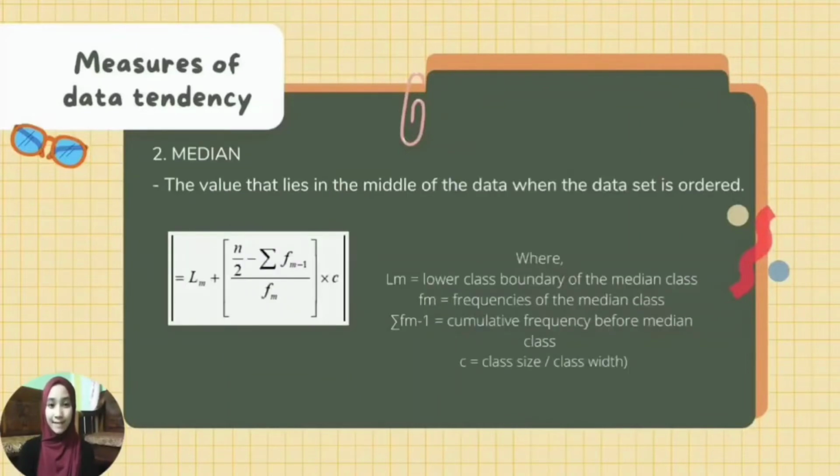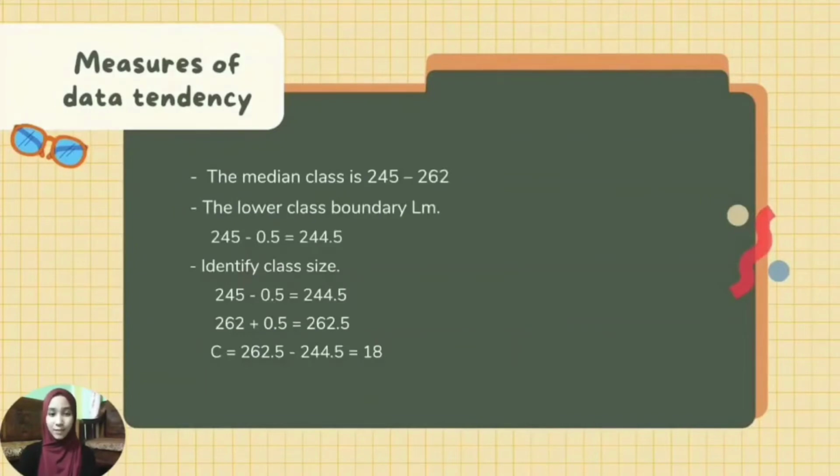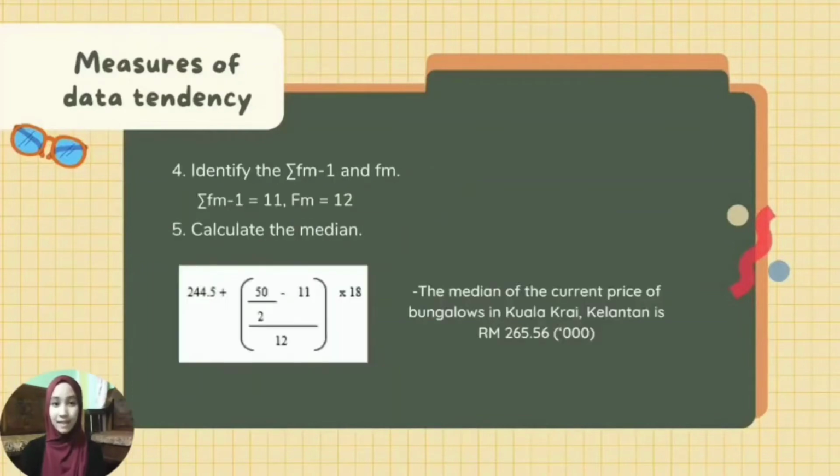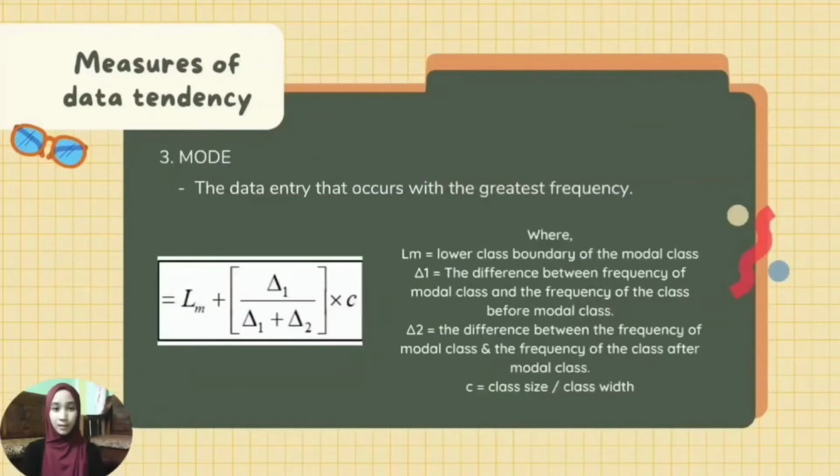Median is the value that lies in the middle of the data when the data set is ordered. So this is the formula for median. The median class is 245 to 262, so the lower class boundary is 244.5 and the class size is 18. The cumulative frequency before the median class is 11 and the frequency of the median class is 12. So we will calculate the median. The median of the current price of bungalows in Kuala Krai, Kelantan is 265.56 thousand.